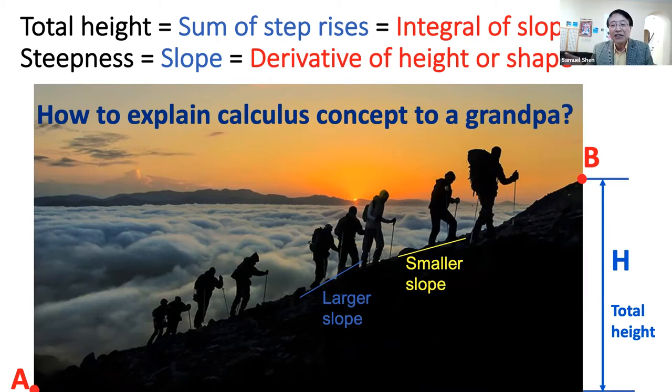The height is called the integral of the slope, and the slope is called the derivative of height. So the height and slope go hand in hand and form a paired relationship. And this relationship is the basic idea of calculus. So when we know the boundary conditions at A and B, we know the total height, h, and then we try to calculate the slopes between A and B. So when we know the slopes between A and B, we can try to calculate the total height from A to B.